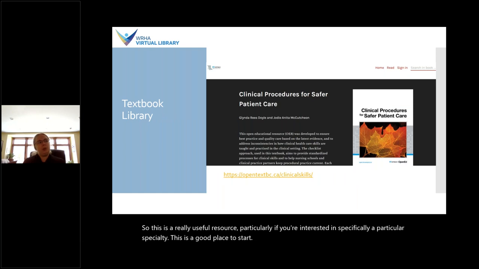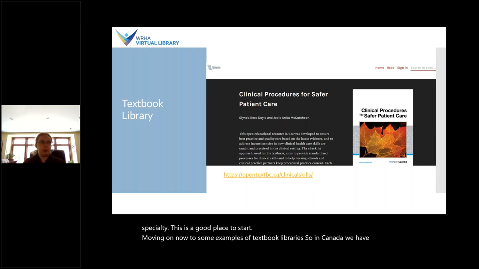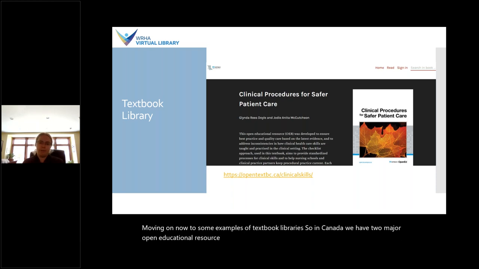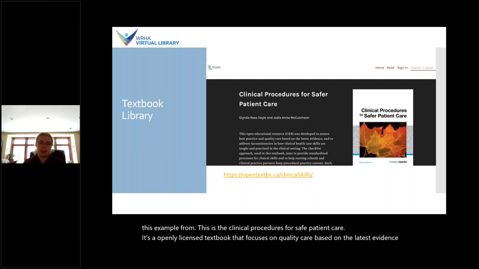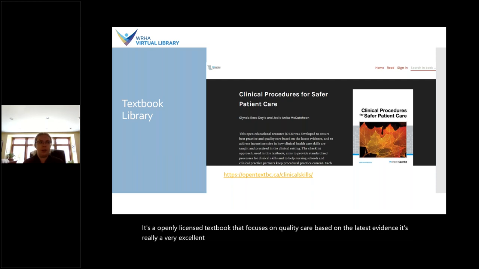Moving on now to some examples of textbook libraries. So in Canada, we have two major open educational resource textbook libraries, one run by BC Campus, which is where we got this example from. This is the Clinical Procedures for Safe Patient Care. It's an openly licensed textbook that focuses on quality care based on the latest evidence. It's really a very excellent resource for that topic area.